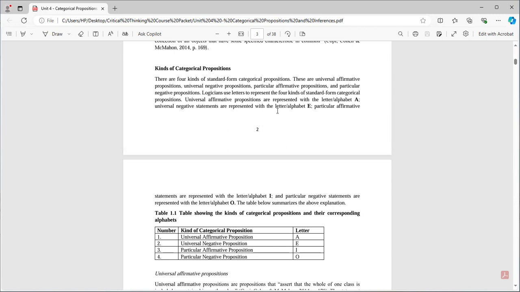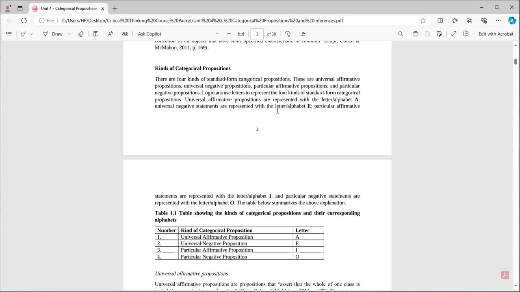Then we have particular affirmative proposition. It makes a claim that some members of the subject class are included in the predicate class. Some women are liars. At least one member of the class of women is a member of the class of liars. So you can identify at least one, it could be more, of the members of the class of women who belong to the class of liars.